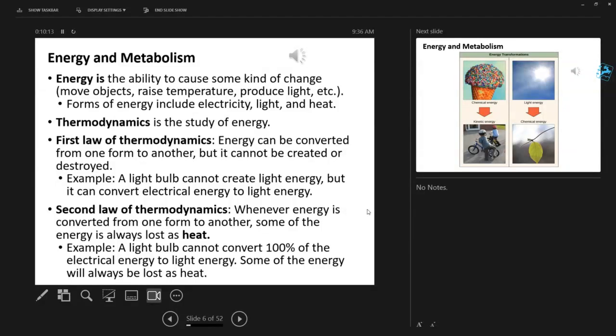Second law of thermodynamics. Whenever energy converts from one form to another, some of the energy is lost as heat. That means that, for example, converting energy from electric to light is never 100% efficient. Like a light bulb, especially the old style incandescent light bulbs, they get hot. That heat is just wasted energy, because what we want is all of that electricity flowing through that light bulb to be converted into light. But any heat that's generated, that's wasted.